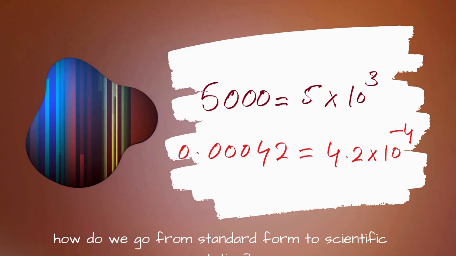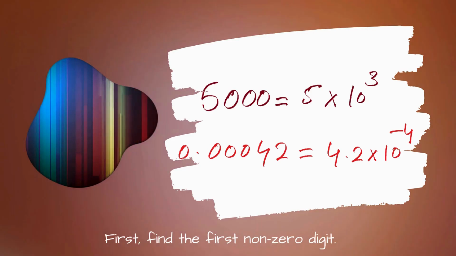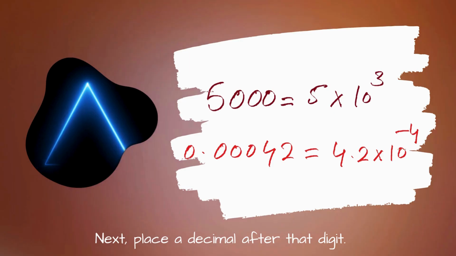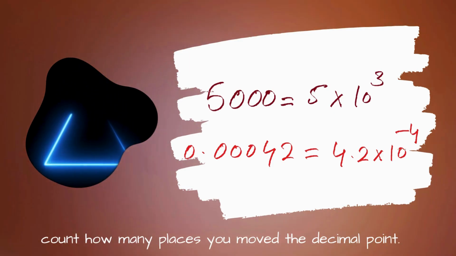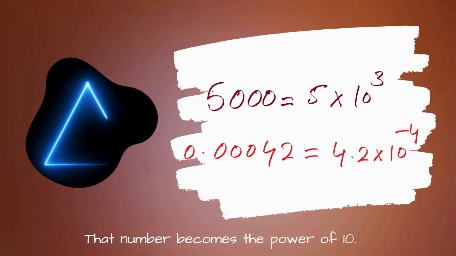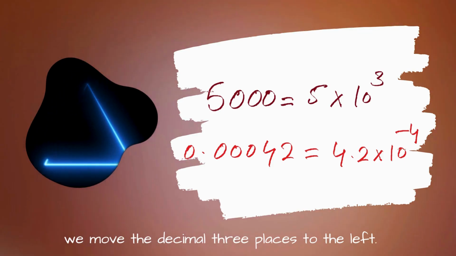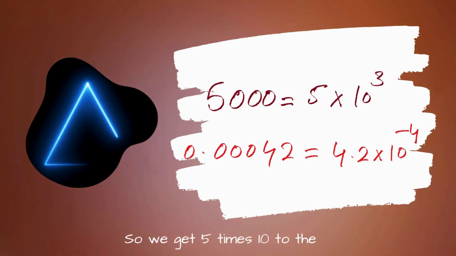So, how do we go from standard form to scientific notation? Here is how. First, find the first non-zero digit. Next, place a decimal after that digit. Then, count how many places you moved the decimal point. That number becomes the power of 10. For 5,000, we move the decimal 3 places to the left. So we get 5 times 10 to the power of 3.